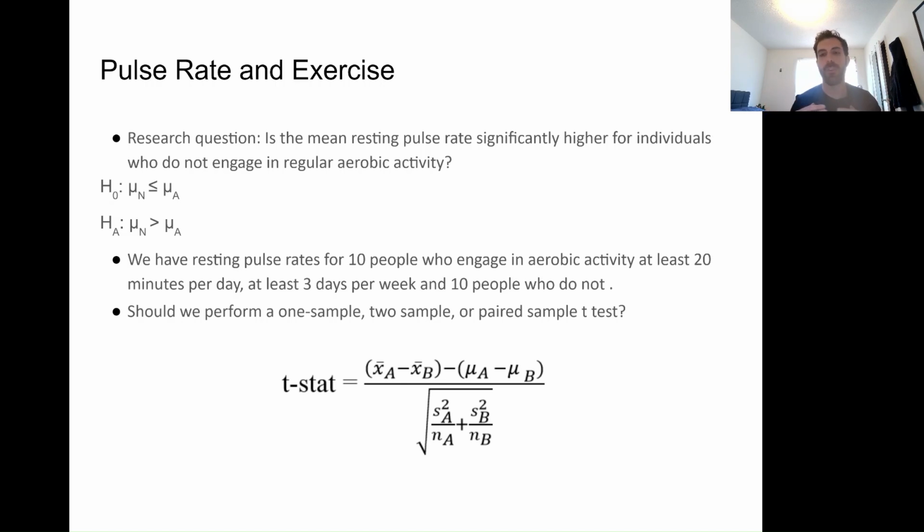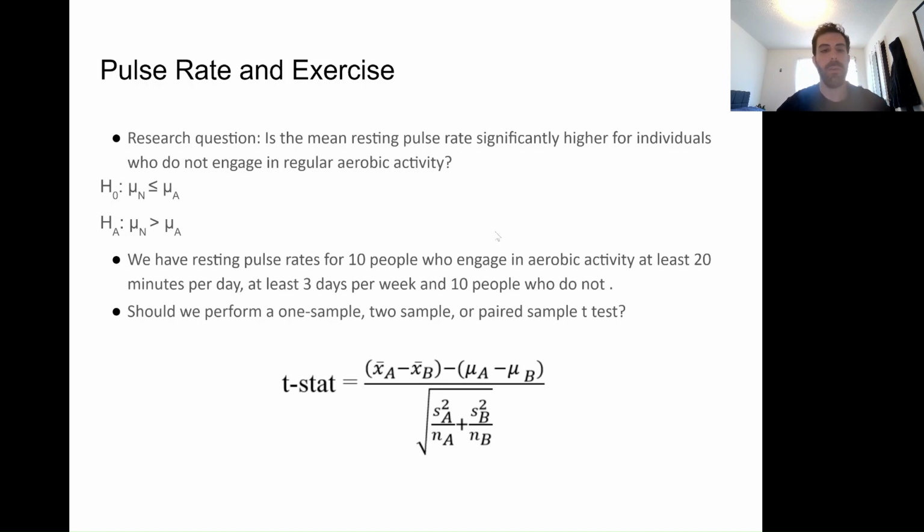There's no natural pairing. It's not like we took the same participant and took their pulse rate before exercise and after exercise, right? And these are just 10 random people in either group. So by far, the more appropriate answer is a two sample t-test because we're comparing two means of two groups.